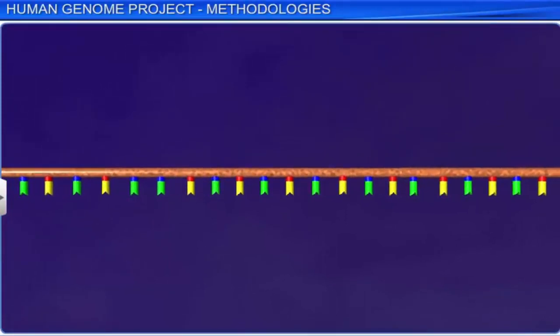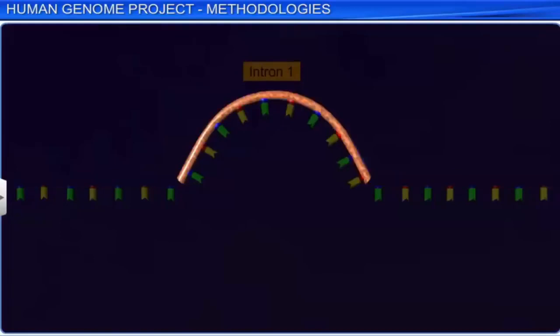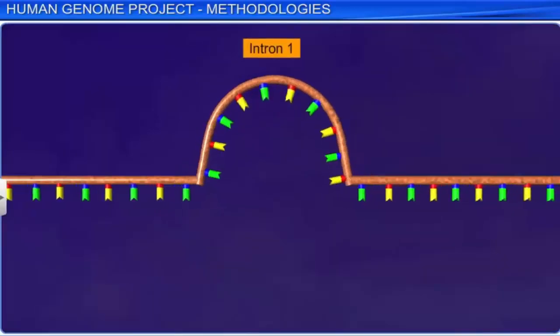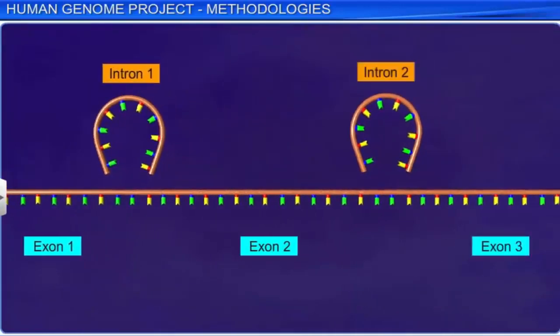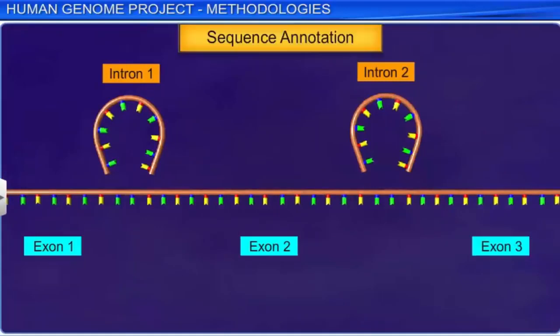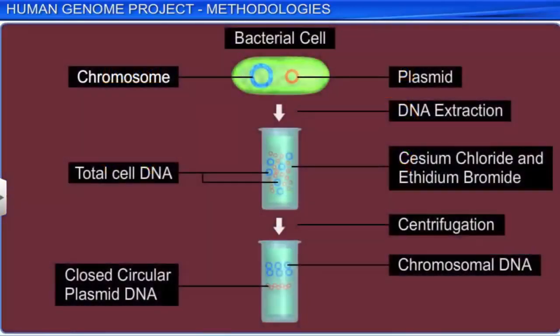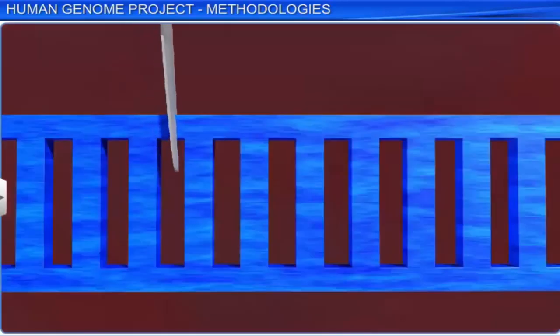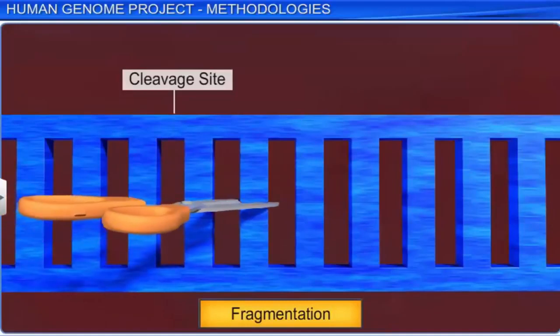In the second methodology, the entire set of genome that comprised all coding and non-coding sequences was indiscriminately sequenced, and later different regions of the sequence were assigned with a function. The assigning of functions to sequences is called sequence annotation. For the purpose of sequencing, the complete DNA was extracted from a cell and divided into smaller fragments, since it is technically difficult to sequence longer fragments of DNA.